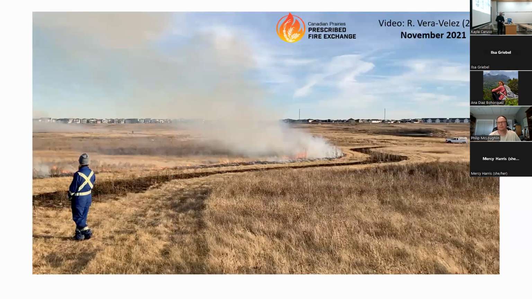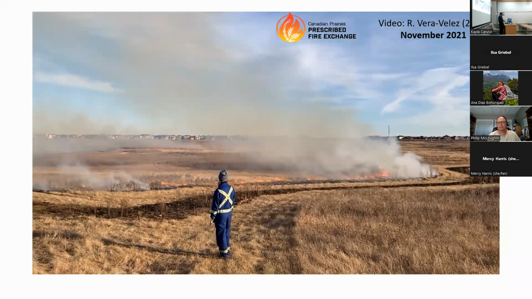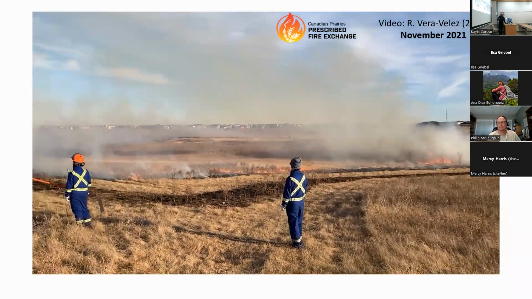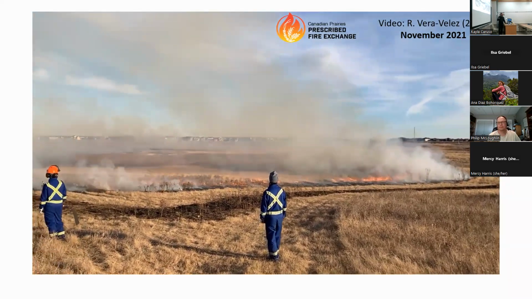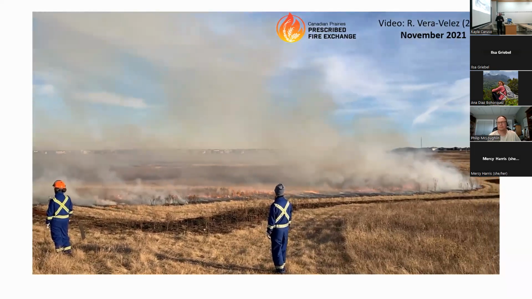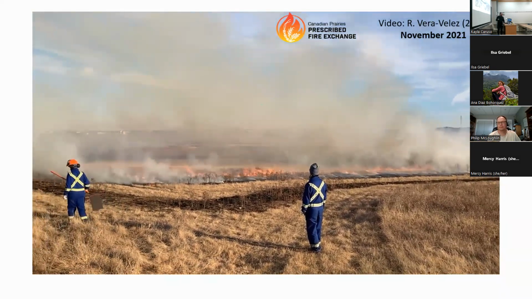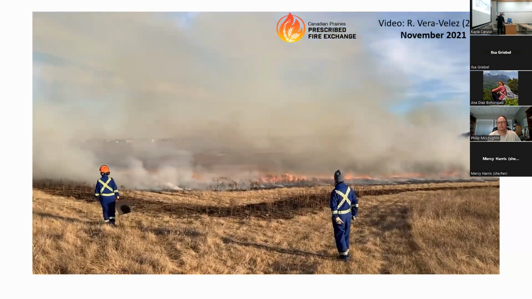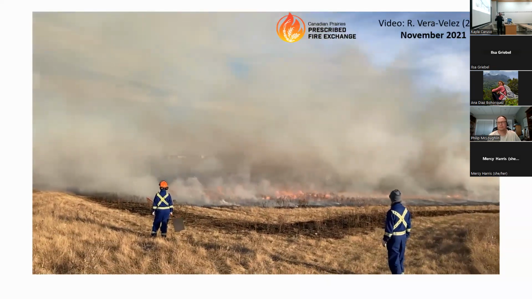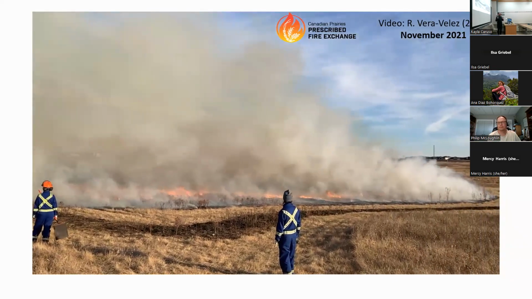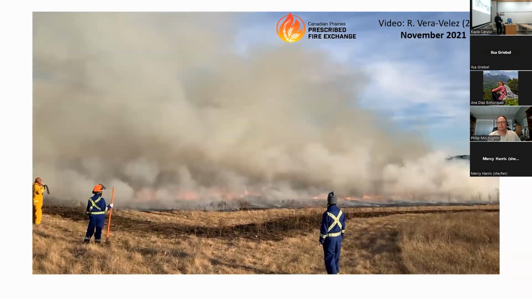So this is an example of one of the prescribed fires that I was able to participate in. This prescribed fire was happening in the Northeast Swale last year. It happened in November 2021, so last year, in the fall. And you can see that there are people here from different agencies and how well controlled the fire is. So that's one of the examples of the prescribed fires that we are working on and reintroducing into grasslands.